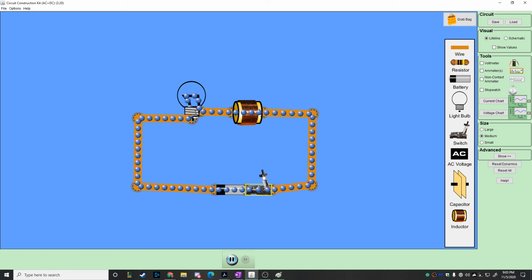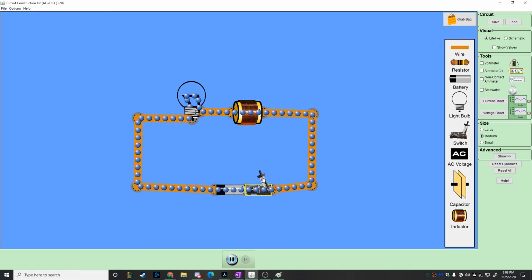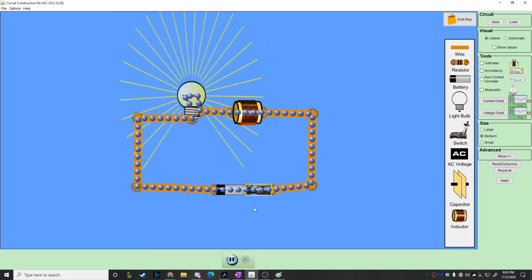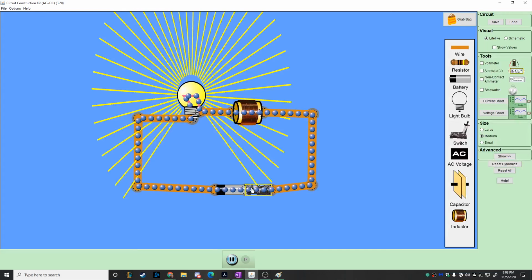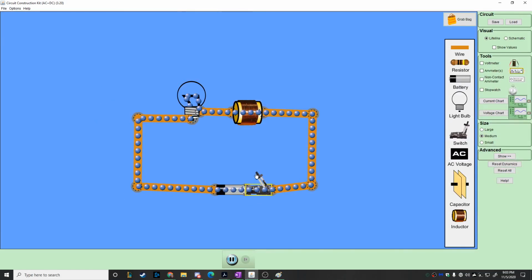All right, so now what happens is if I close the switch, the current is going to build up slowly. Like that. See how it wasn't instantaneous? It took some time. Whereas again, just to kind of, here, let's make it have less inductance.